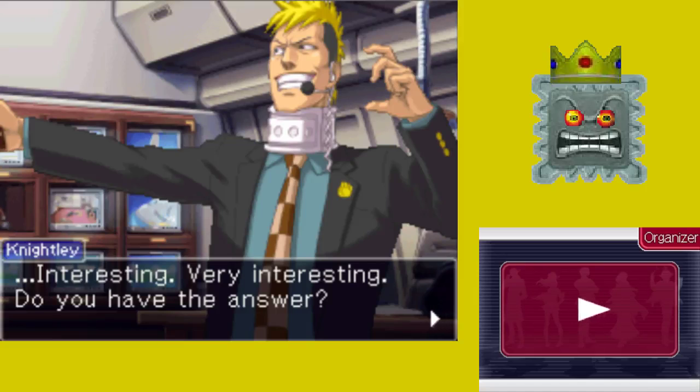Last time, we uncovered that the assassination plan on Huang's life was fake, and that we're now suspecting Knightley is the killer of this case who killed Rook.